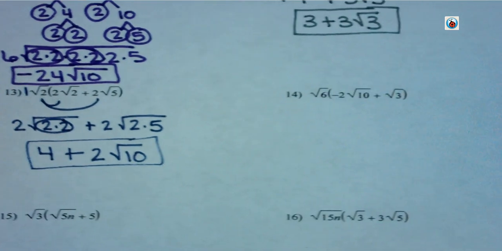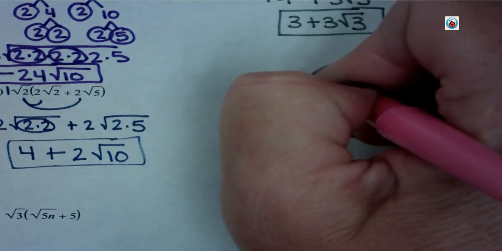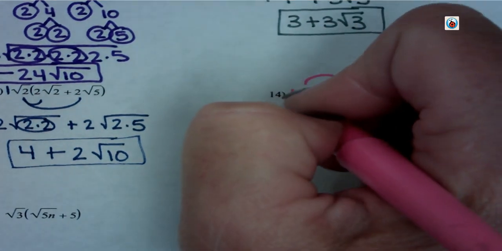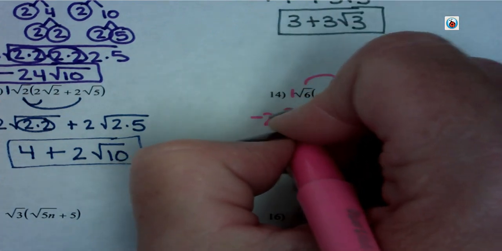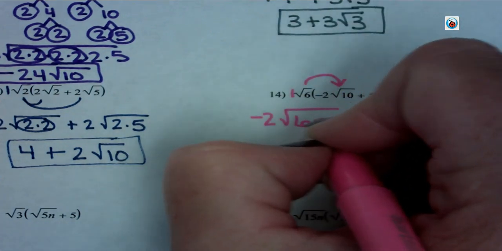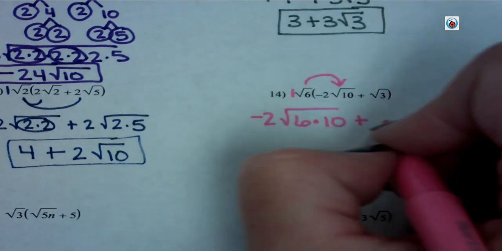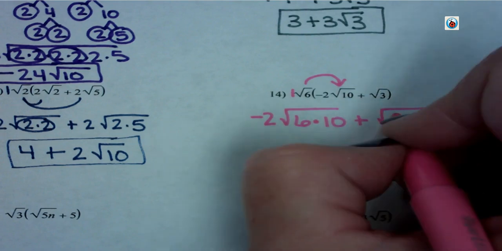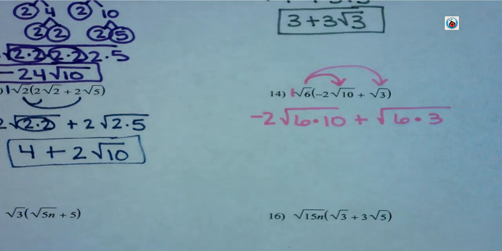Okay, number 14, same idea. I'm going to distribute this. So I'm going to multiply the outside, so 1 and -2, so -2. And then we have 6 times 10 plus 1 and 1 is 1, and the square root of 6 times 3, because I'm distributing that, and they're both under the radical. So now I got to break down my numbers.